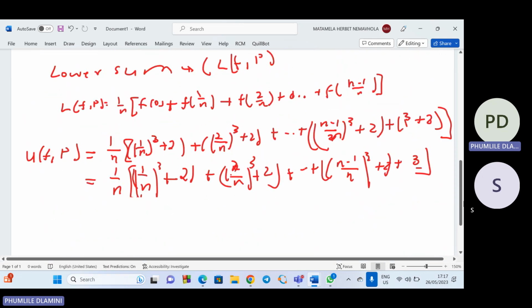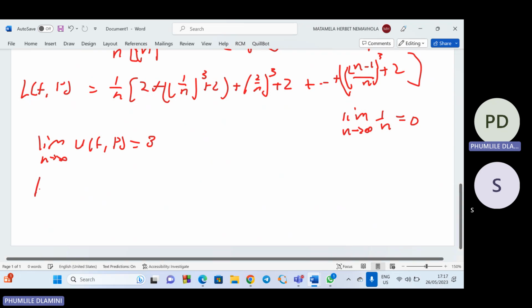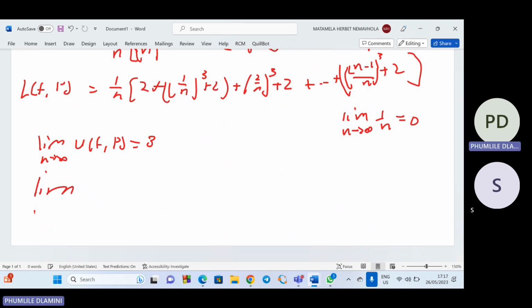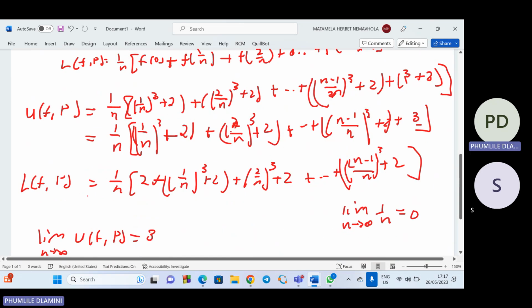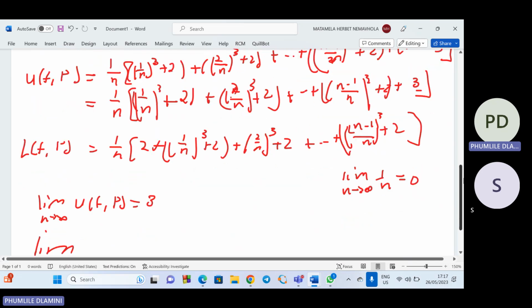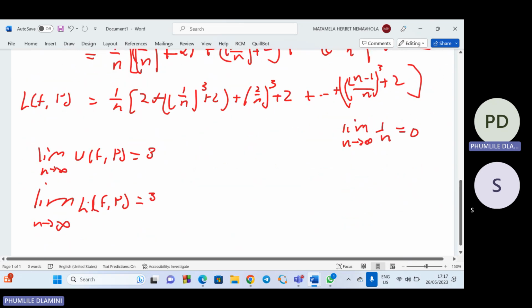If you also check in this equation, the limit when n approaches infinity of L of f and P, you are still going to get the same thing, 3. If we substitute everything according to this equation, you will find that your answer is 3. I'm still going to prove to you how this limit works.